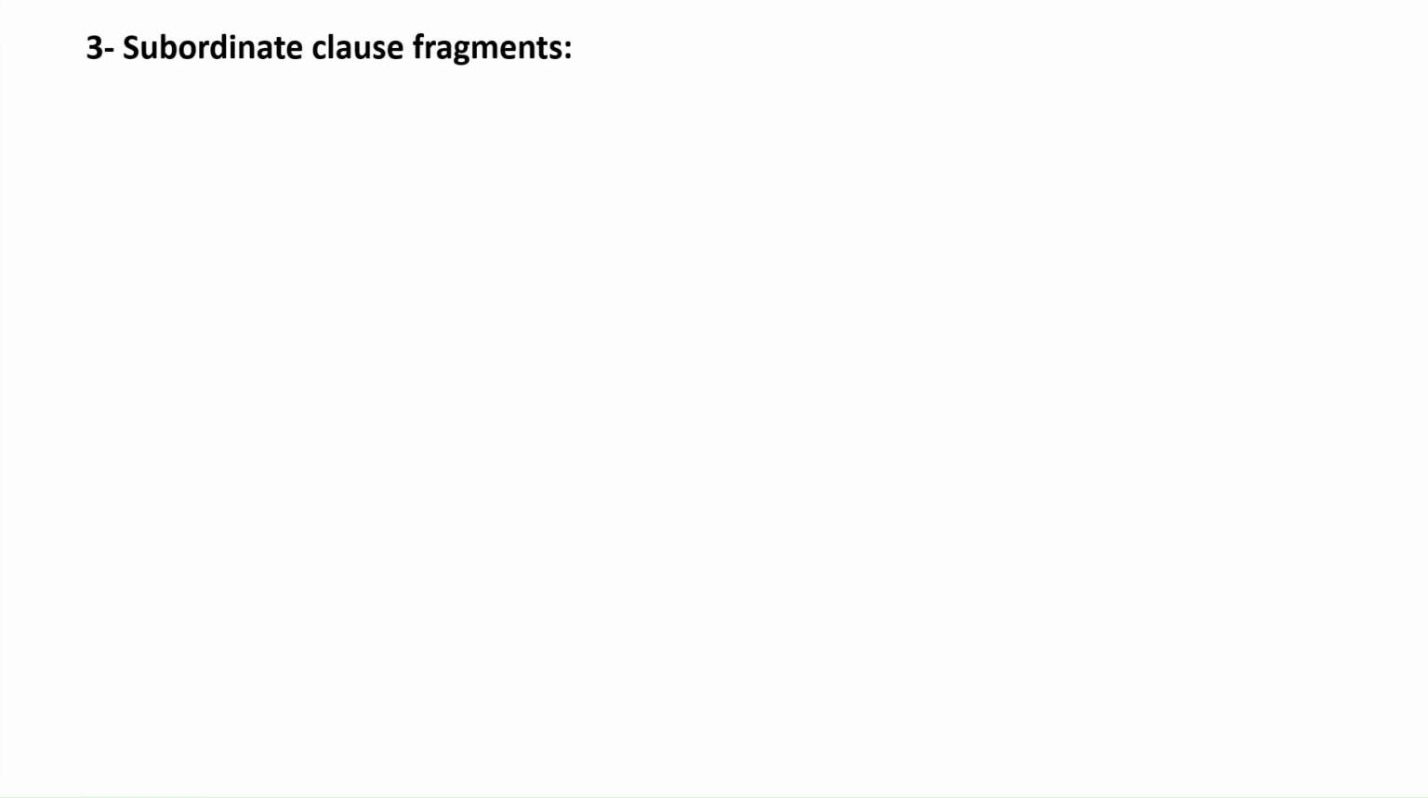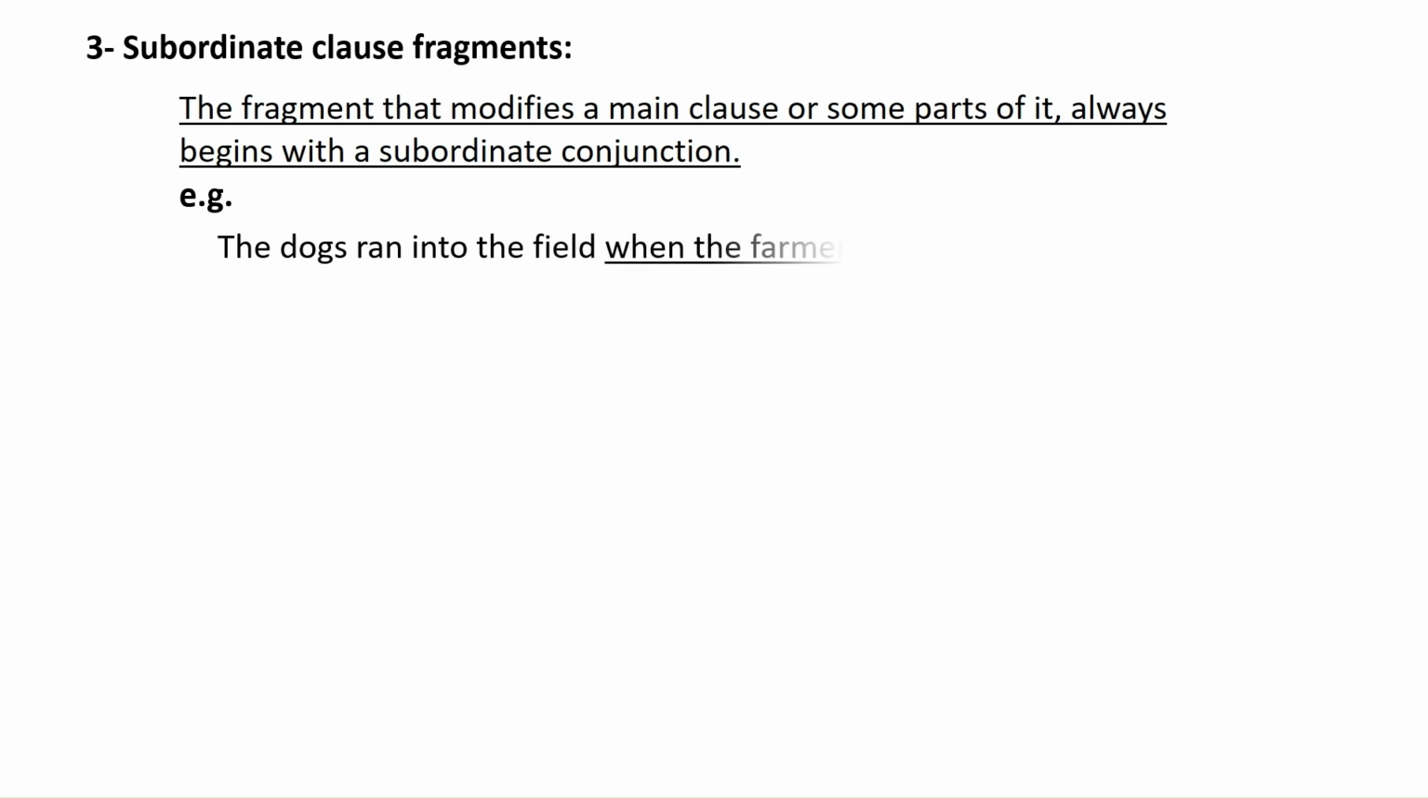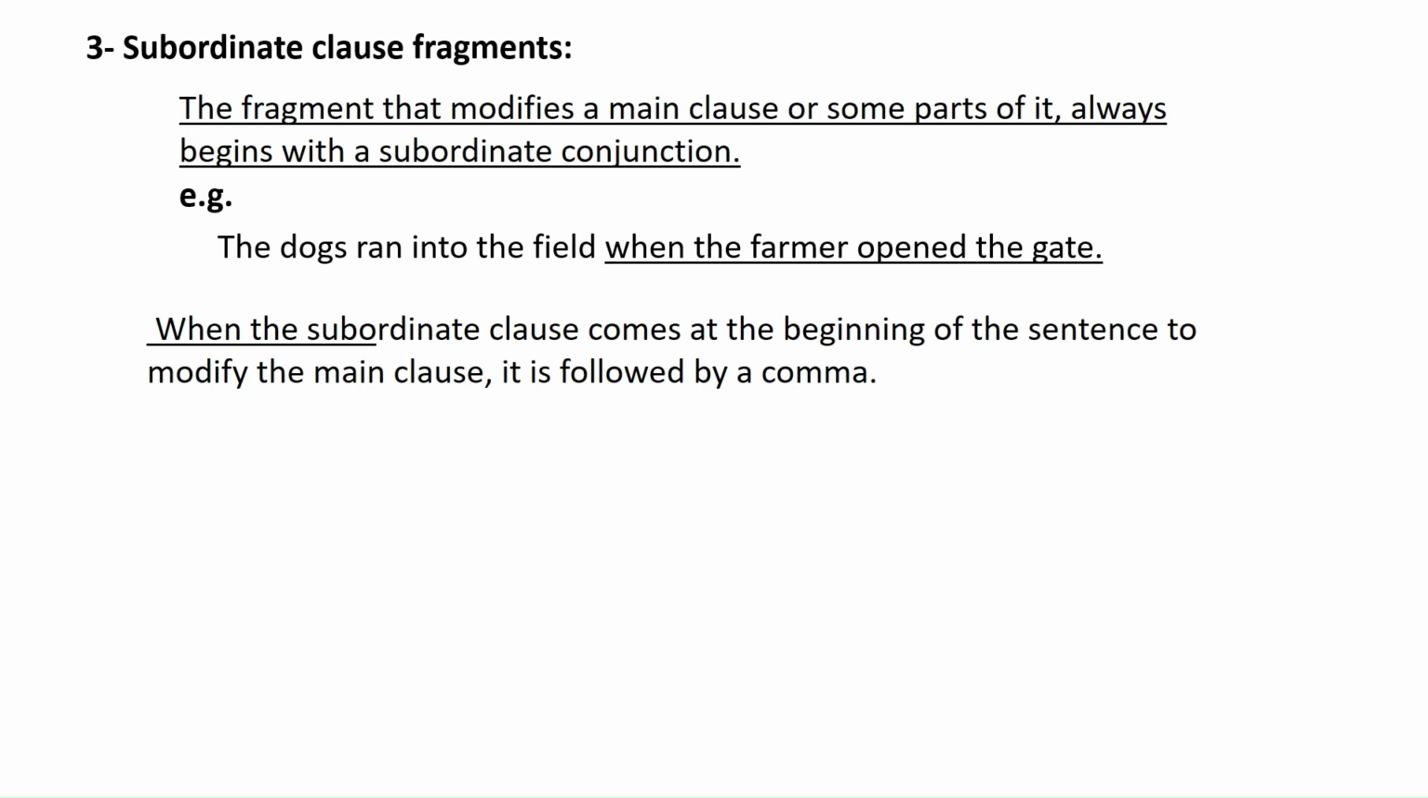The third type is the subordinate clause fragment that modifies a main clause or some part of it, and it always begins with a subordinate conjunction. For example: the dogs ran into the field when the farmer opened the gate. Here, the subordinate clause starts with the adverbial conjunction "when," and although it has a subject and a verb, its completion of meaning depends on the preceding independent clause. When the subordinate clause comes at the beginning of the sentence, it's followed by a comma.